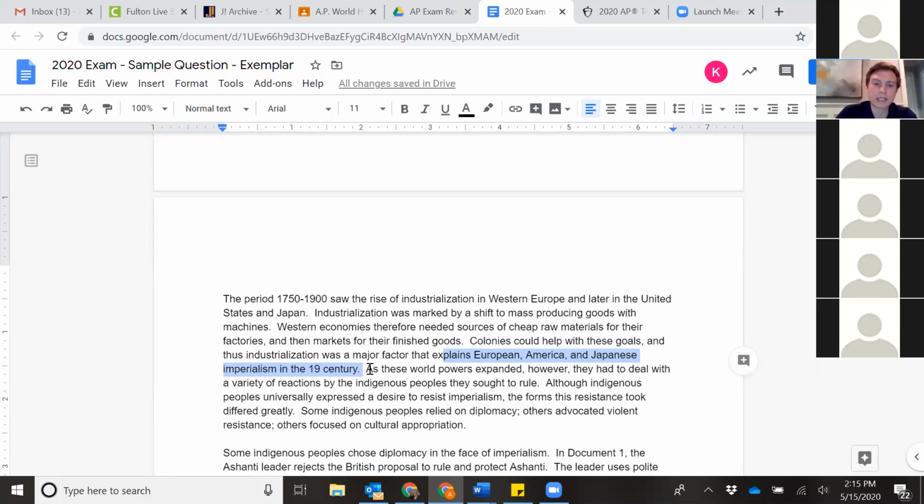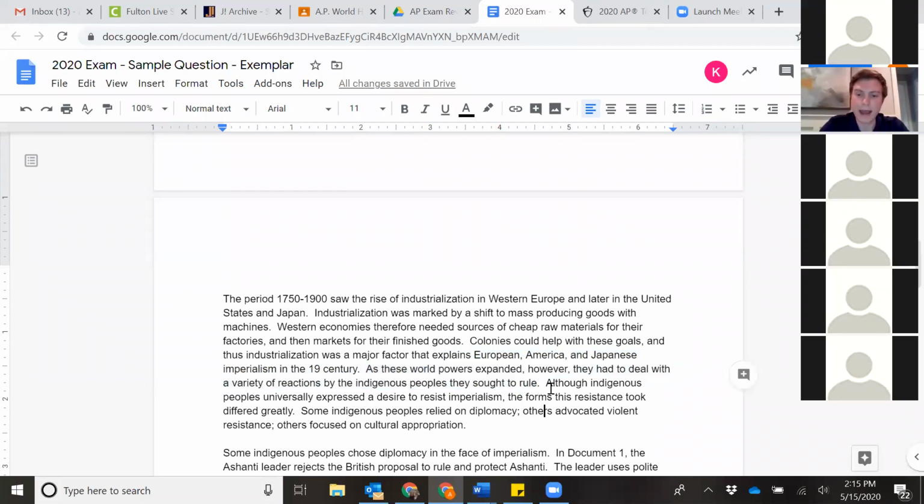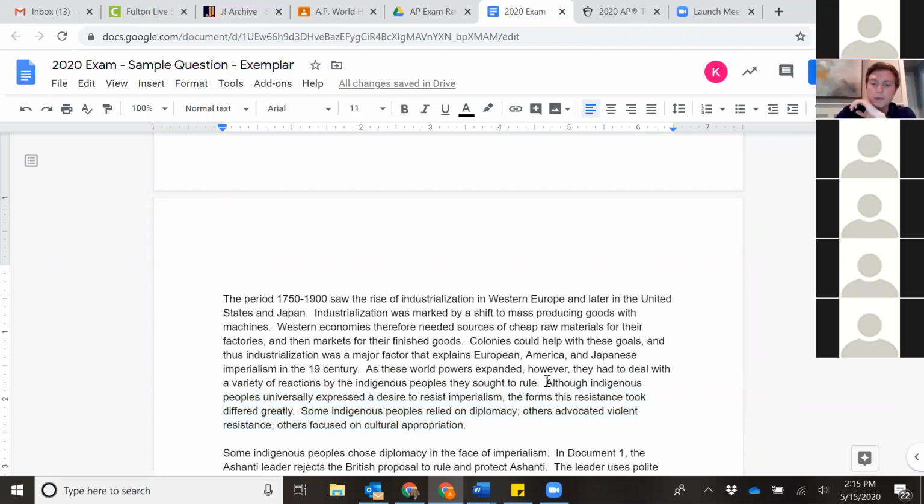Now I'm going to link it to my thesis. As these world powers expanded, they had to deal with a variety of reactions by the indigenous peoples they sought to rule. And now here's my structure where I tried to do the although. So remember, if the prompt is, no, not that.